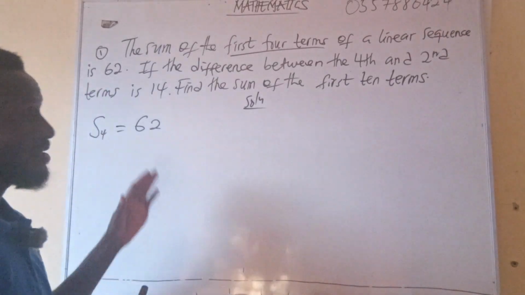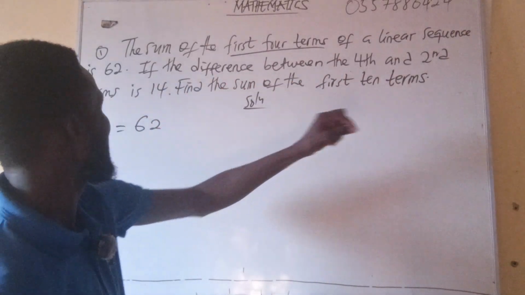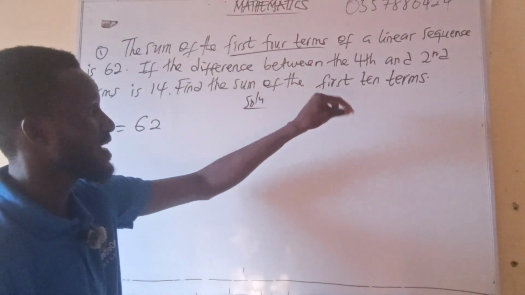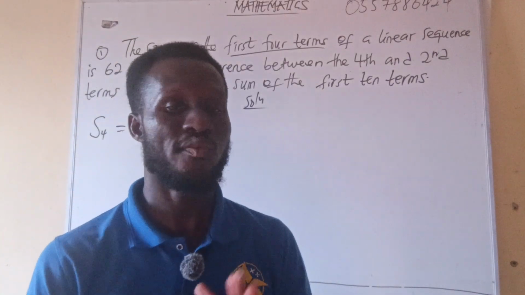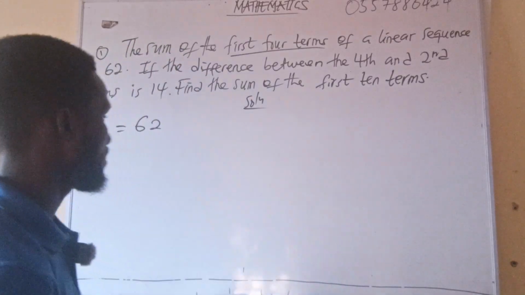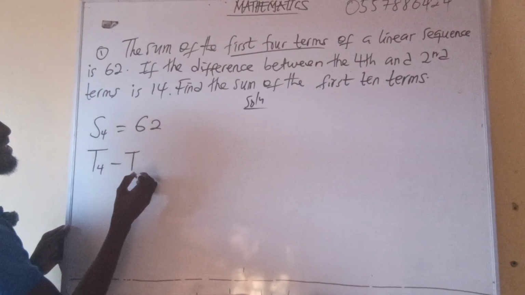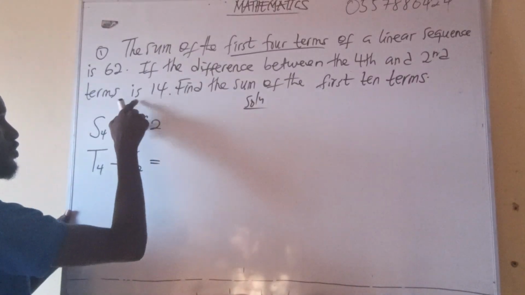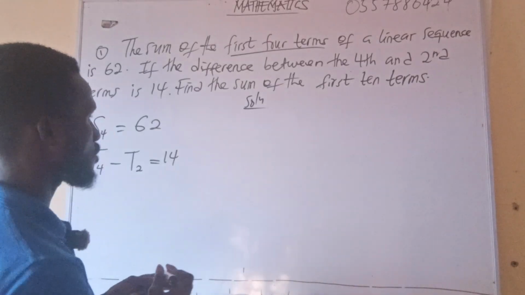If the difference between the fourth and the second term is 14, it means that when we subtract the second term from the fourth term, the result is 14. So the fourth term T4 minus the second term T2 should give us 14. Don't forget, difference means minus, when we subtract them.